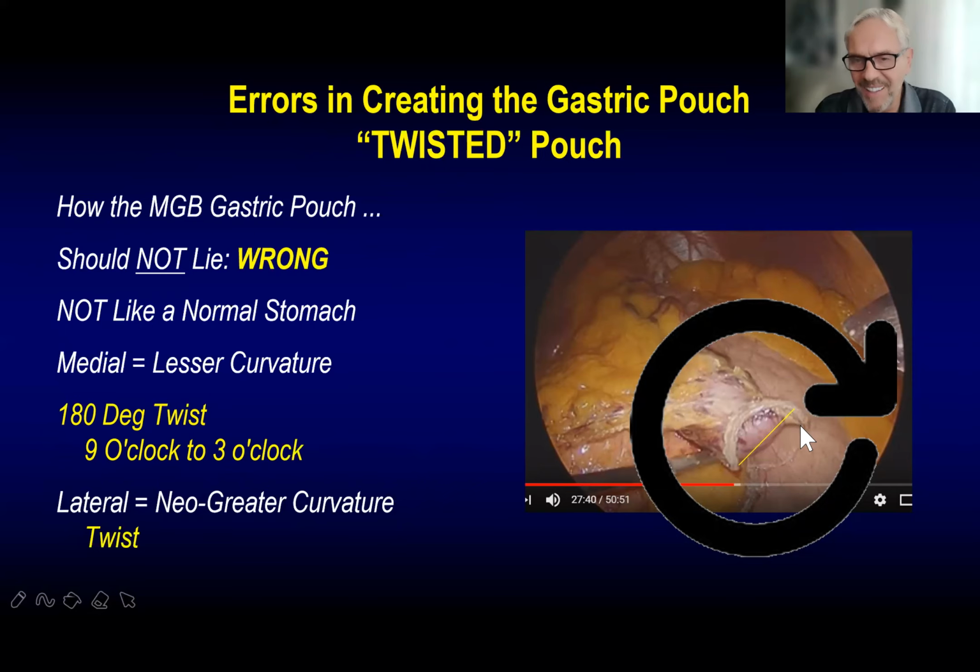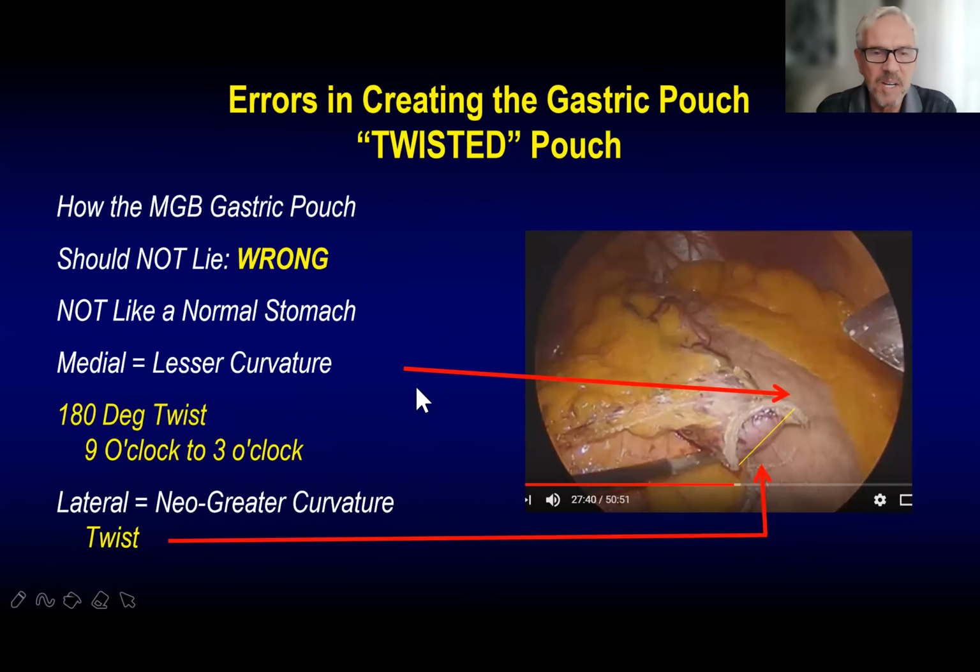That's wrong and should be obvious, but we see people do this all the time, and somehow they go on to big meetings and they say anterior gastro-jejunostomy in an MGB is a good idea, and they're surprised when they have a lot of marginal ulcers and gastritis, nausea and vomiting, bile reflux. Again, this is not like a normal stomach.